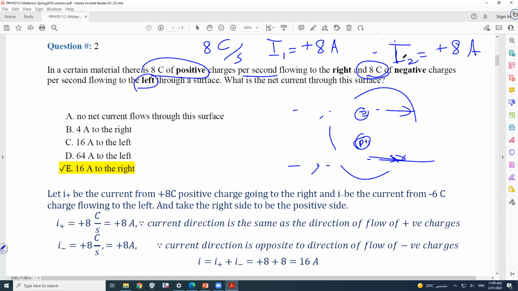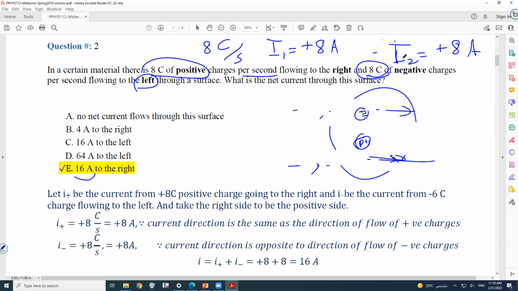Okay, now we know the total current. So we have to add I1 and I2. I1 is +8. I2 is also +8. So I1 plus I2 will be 16.